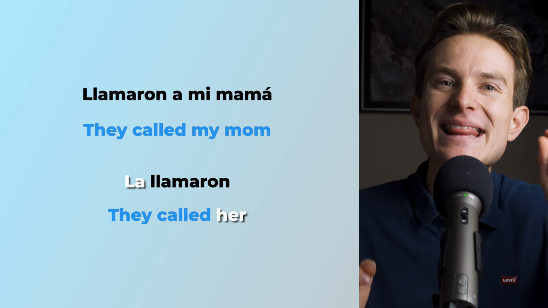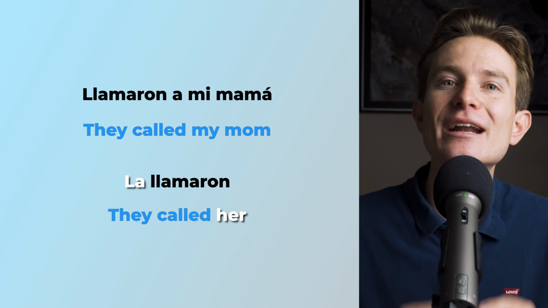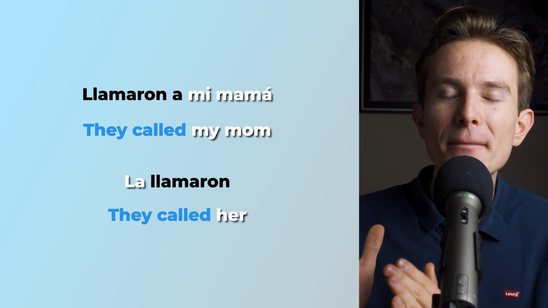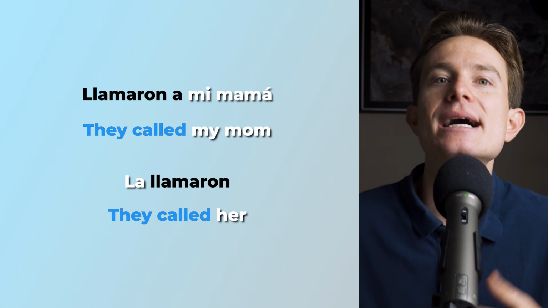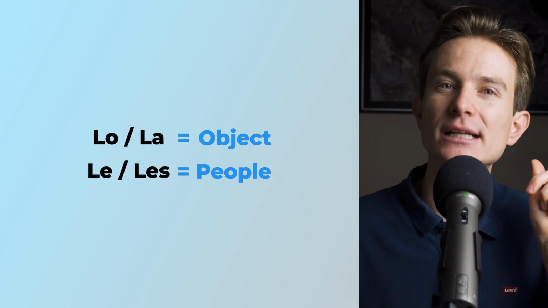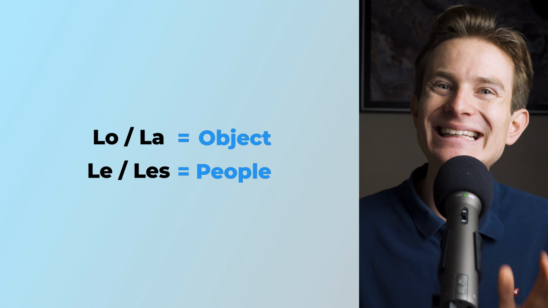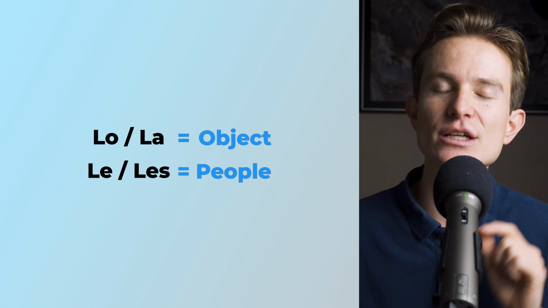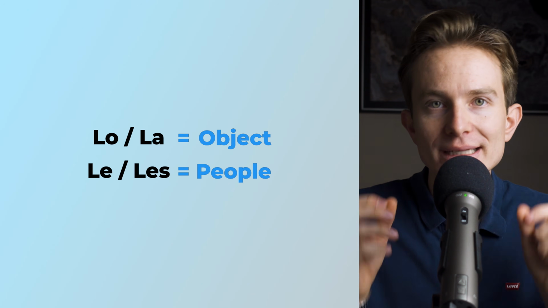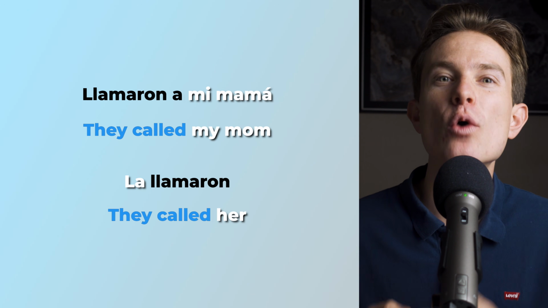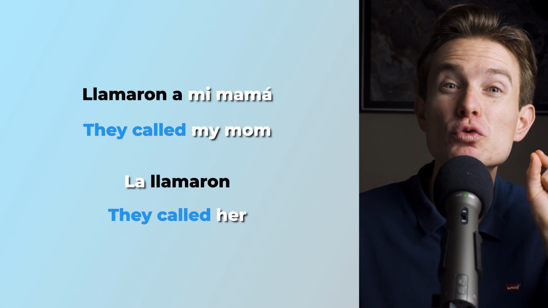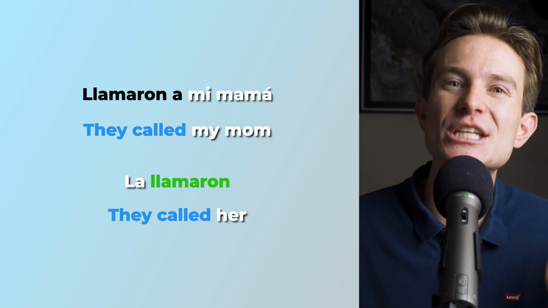Now, the reason that in this sentence we'll be using la instead of le is because mi mamá is the only person or object in the sentence. The thing is that in Spanish, many times we have many different objects in one sentence, which is why I say lo and la typically represent inanimate objects, whereas le and les represent people. However, in this specific example, because mi mamá is the only object in the sentence, we can use la because she is directly receiving the action of the verb llamaron.